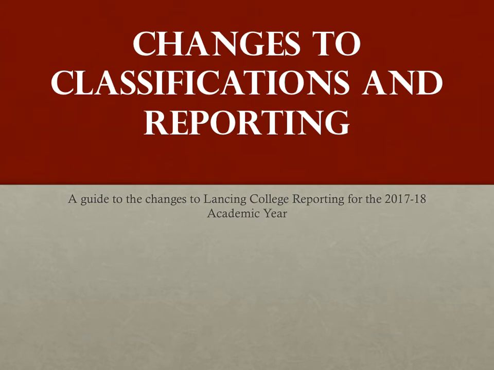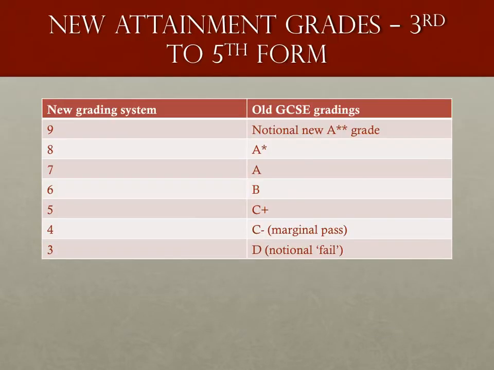In this presentation, I hope to be able to talk you through briefly some of the changes to classifications and reporting that will be happening at Lancing in the 2017-18 academic year. The first of these changes is to do with attainment grades, and particularly the attainment grades for the third form to the fifth form. The government have changed the grading of GCSE subjects so that now the new grading system will run from 9 down to 1, 9 being the highest possible attainment, 1 being the lowest possible attainment. We will therefore be using that 9 to 1 grading system for all third to fifth form grades from now onwards.